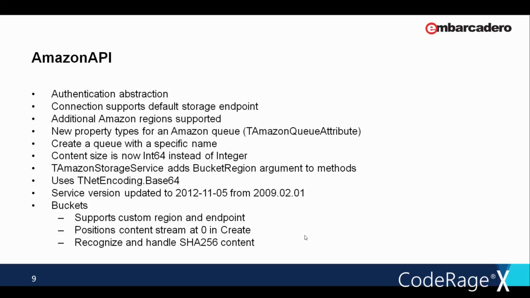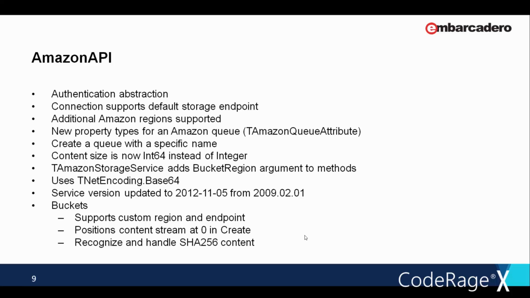For the Amazon API, there's a new authentication abstraction. The connection property, or the connection component, also supports configuring a default storage endpoint. There's support for additional Amazon regions. There's a new property type for Amazon queues. You can look up the Amazon queue attribute to see what that has. You can create a queue with a specific name.